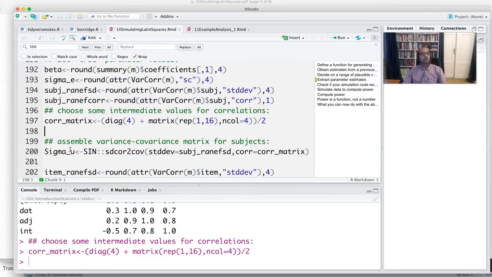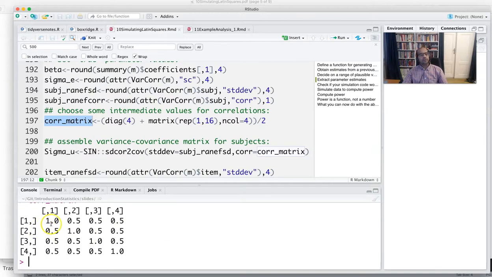So I create a new correlation matrix. If you look here, I've created a correlation matrix with 0.5 everywhere, okay? The way I did that was I first created something called a diagonal matrix, which only contains zeros, and then I created another matrix that repeats 1 16 times, and it's a 4 by 4 matrix. You see that? It has 4 columns, so it's a 4 by 4 matrix with ones everywhere, and then I divide that by 2 so that everything becomes halved, right?